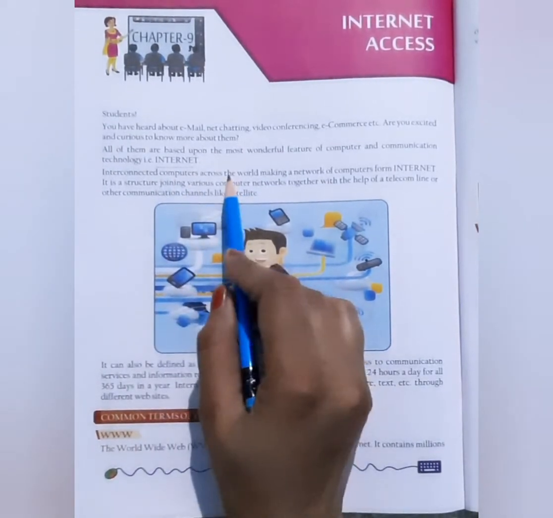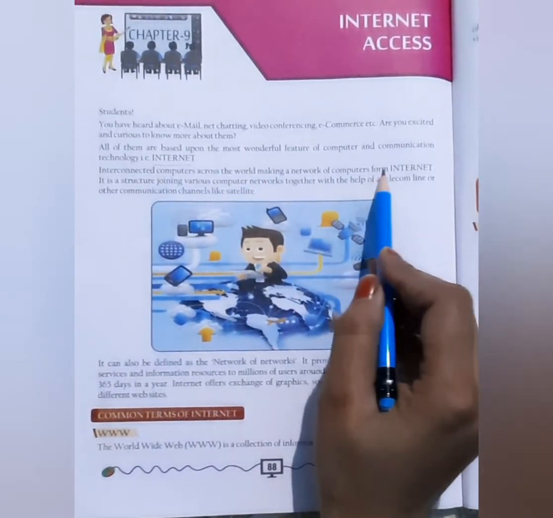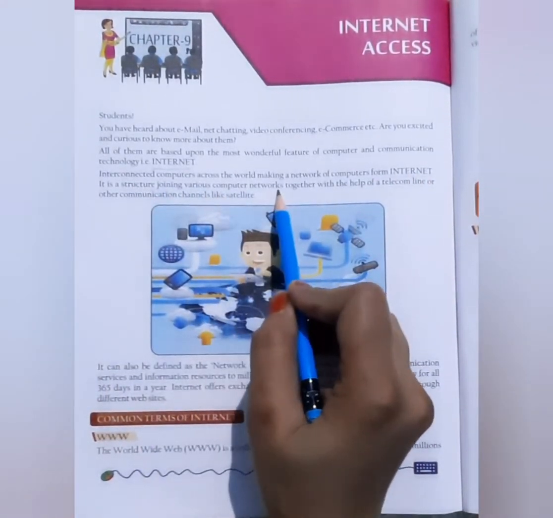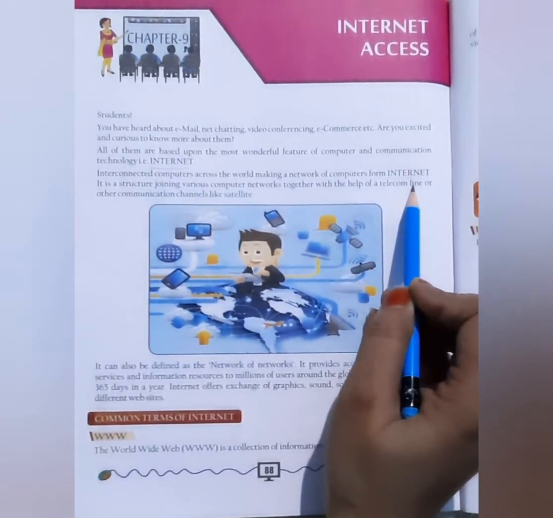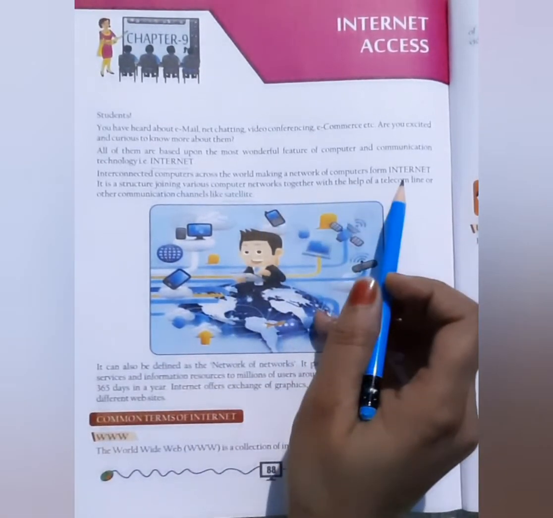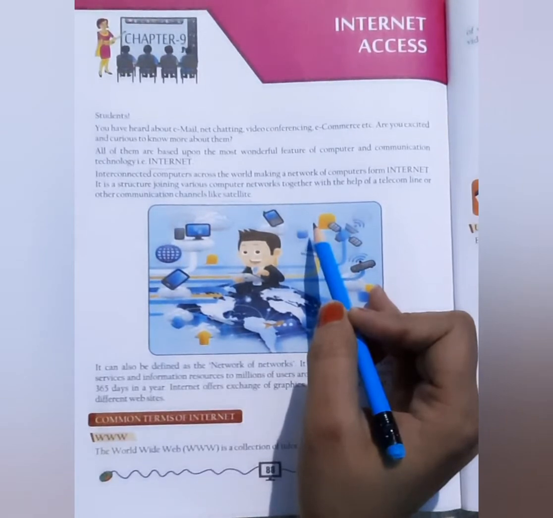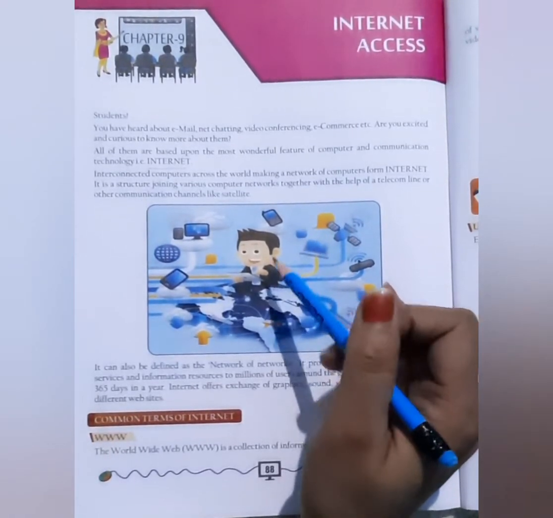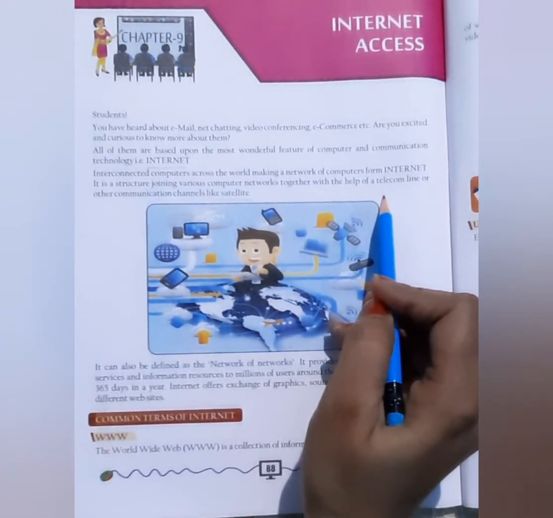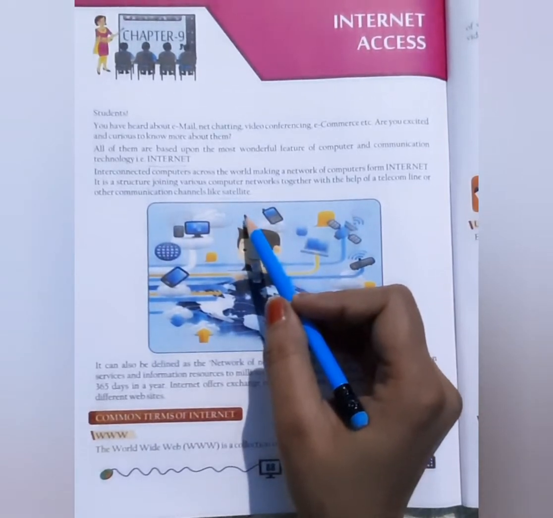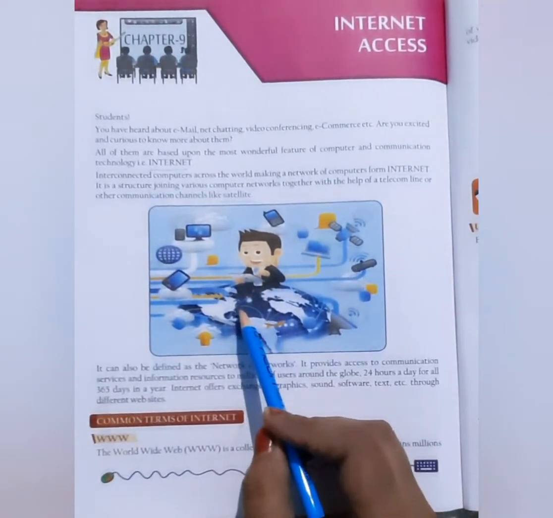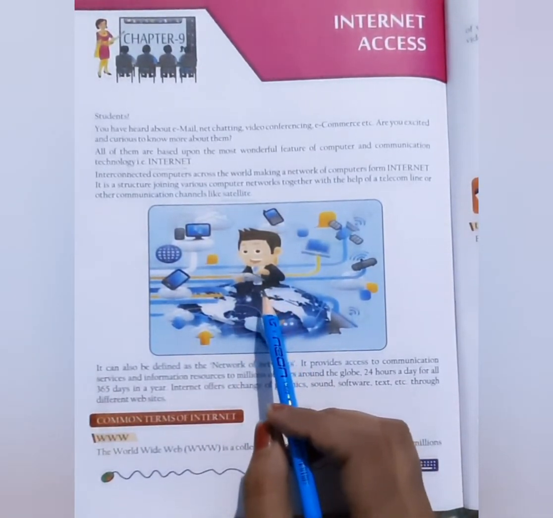Interconnected computers across the world, making a network of computers form internet. It is a structure joining various computer networks together with the help of a telecom line or other communication channels like satellite. So children, this internet is basically the interconnected network of computers that are connected through a network. For example, they can be connected with the help of a telecom line or maybe some kind of other communication channel like satellite.